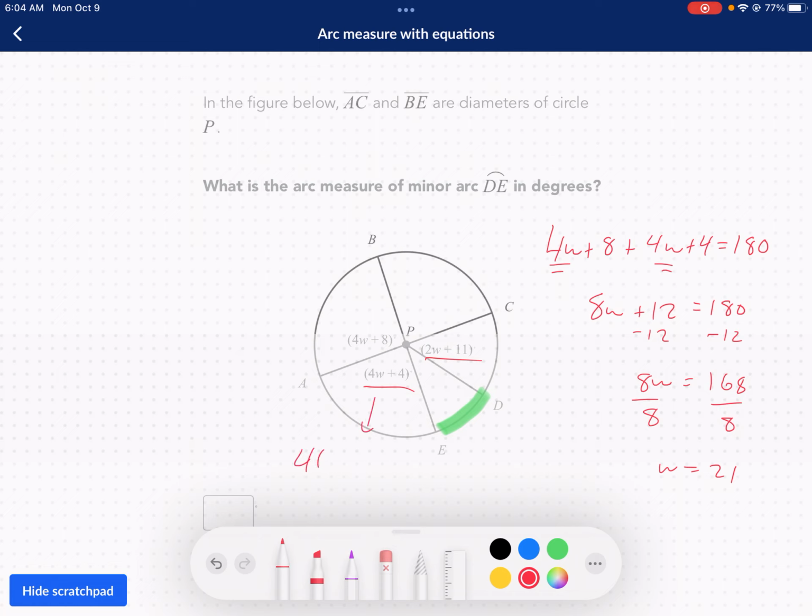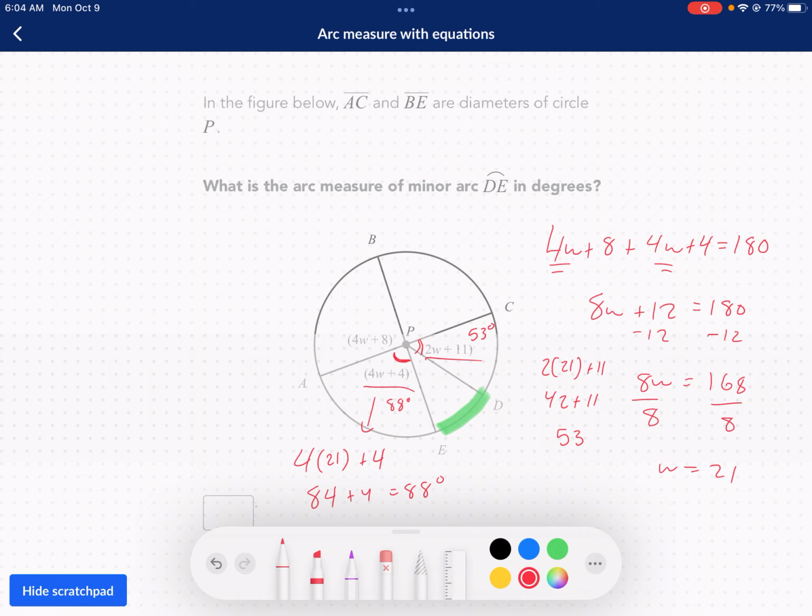And so I do that. 4 times 21 plus 4. Let's have no more mistakes this time. We have 84 plus 4 equals 88. So this is 88 degrees right there. This one. And then this guy, we're going to plug in 2 times 21 plus 11. These are involved problems. 42 plus 11. And then we have 53. Did you do that right? Yeah, 53. Now I can see why this one was requested. Kind of tough.